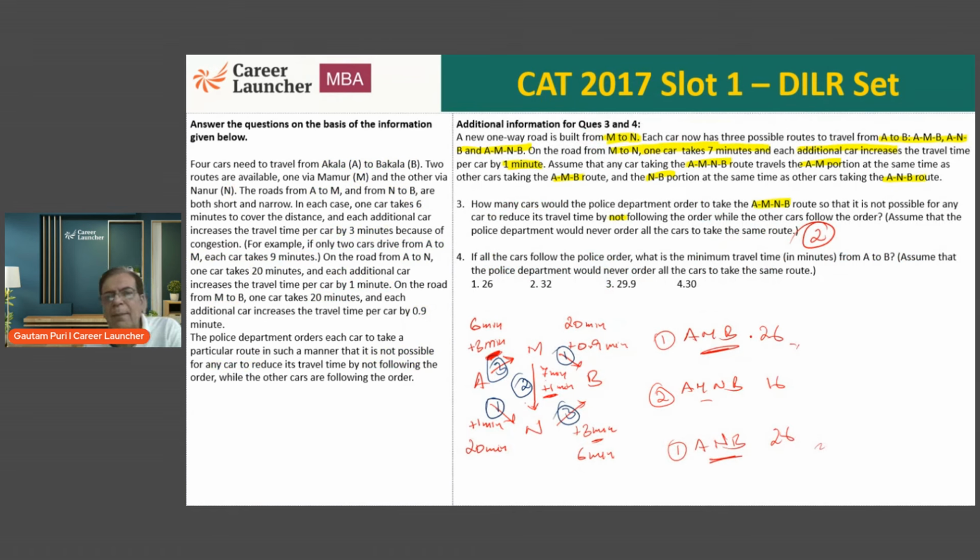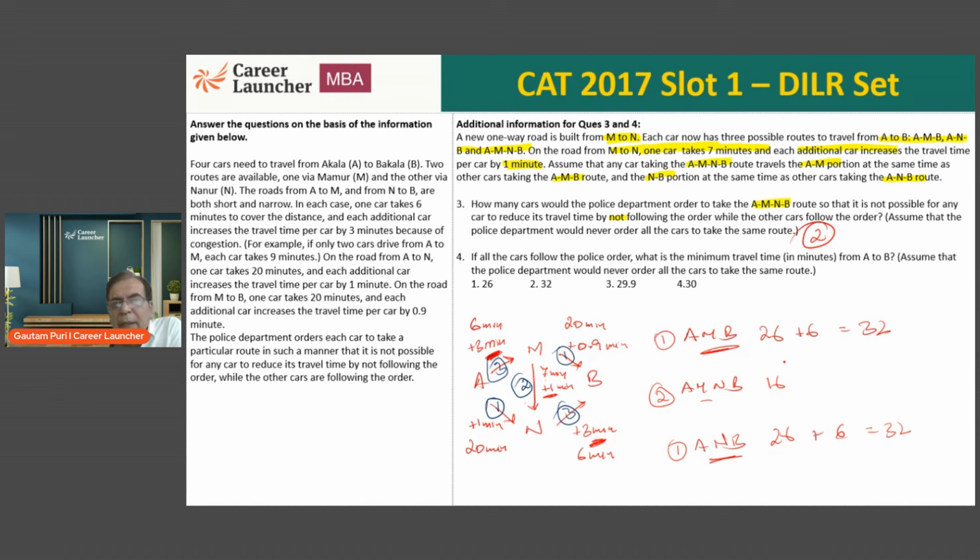Okay? So A and B, it is only 1 car is going 26. But what is happening? AM, there are going to be 3 cars. If there are 3 cars going through AM, that means extra time will be 6 minutes plus 6 minutes. So A and B will take me 32 minutes because MB there is only 1 car. Similarly, A and B, how much extra time? AN is only 1 car, so 20 minutes. But NB, there are 3 cars now, so additional 6 minutes plus 6, 32.